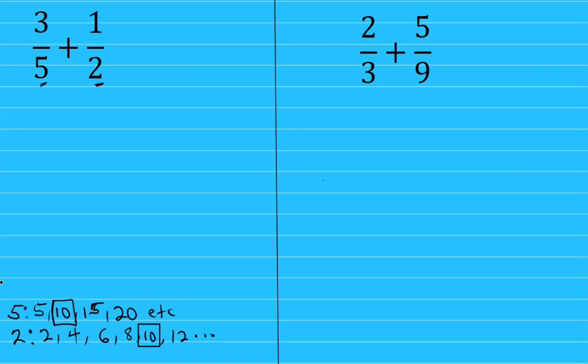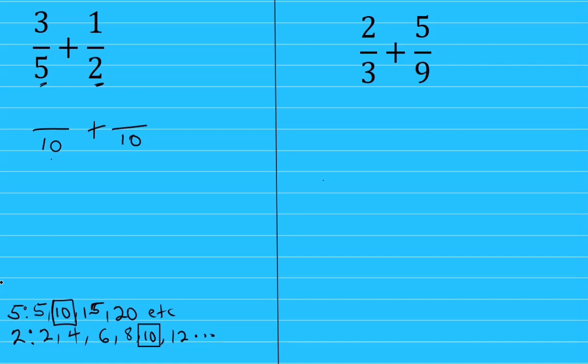So we are going to rewrite these fractions using the LCM. Our denominator here will be 10, bring our plus sign, and then our denominator here too will be 10. The next action is to find out how many times the 5 will go into the 10. It goes into the 10 2 times.